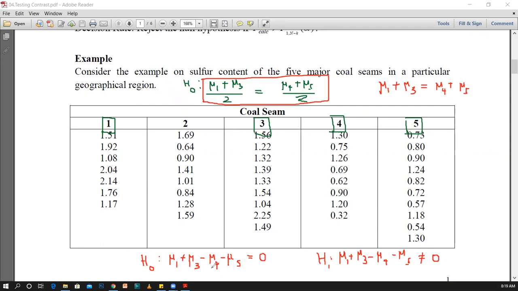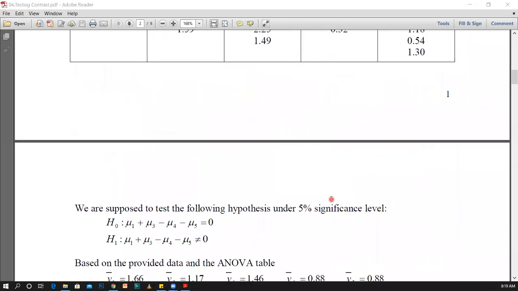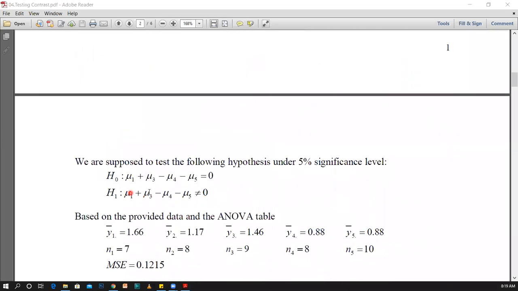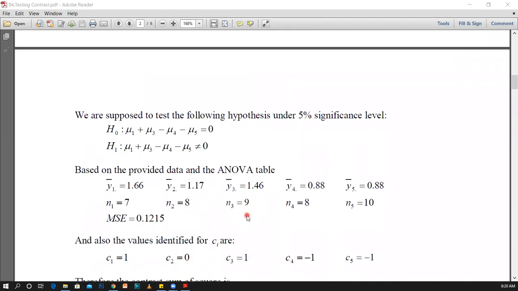Since this is the hypothesis that I have prepared, I will go for the testing of the hypothesis. This is what I need to test: the average sulfur content of coal-seam 1 and coal-seam 3 is equal to the average sulfur content of coal-seam 4 and coal-seam 5. Since we have gone through the same example previously, we know about these values. But if these values are not given, then you have to recalculate them.